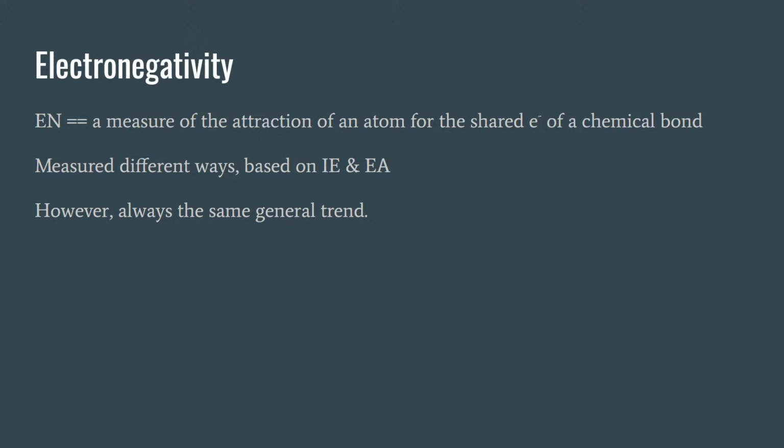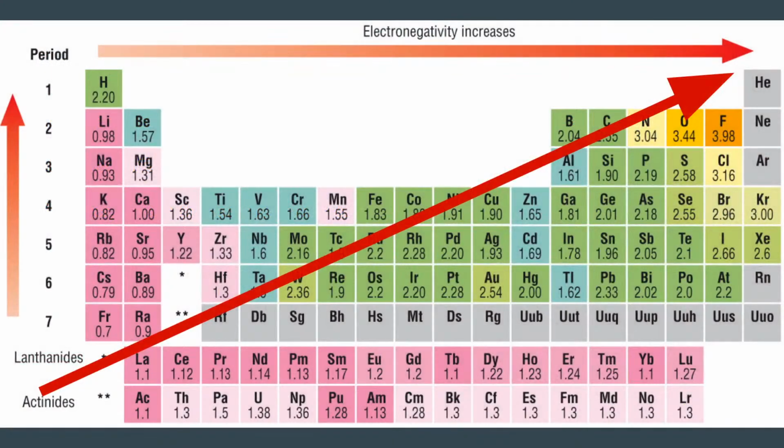There are like half a dozen different ways of measuring or calculating electronegativity, but they are all based on ionization energy and electron affinity. Therefore, they're always going to have the same general trend. The lowest electronegativity for the biggest atoms, the highest electronegativity for the smallest atoms. So always this trend. We're always looking at this line between the lower left-hand corner and the upper right-hand corner. So fluorine up here in the upper right has the highest electronegativity of all the elements. It is ridiculous. And francium down here in the lower left has the lowest.